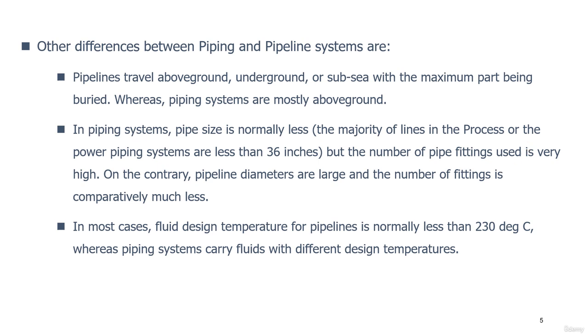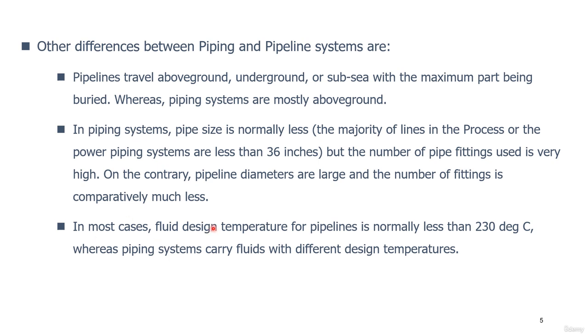Even though the pipe size is less, due to various directional changes and branch connections, the number of pipe fittings in a piping system is usually very high. On the contrary, pipeline diameters are large because they are normally used to transport a huge quantity of liquids or gases, and the number of fittings is comparatively much less. Fittings means elbows, bends, T connections, flanges. Those types of fittings are usually less.